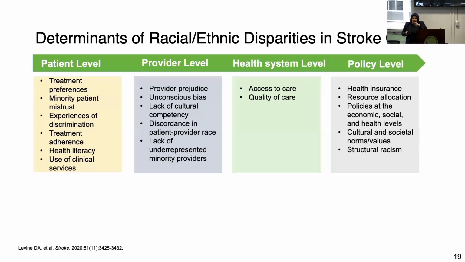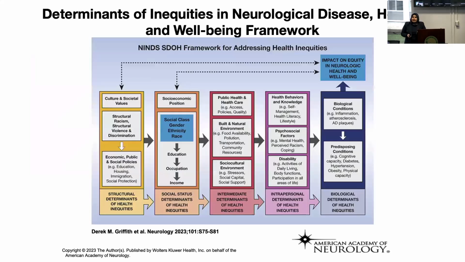And the reason it's outlined here this way is to give you a sense of how many factors go in at each level to think about. So how we're thinking about this pervasively needs to distill down at least a few factors. So how do we go about doing that? Well, the NINDS just came up with this determinants of inequities in neurological disease, health and well-being framework.